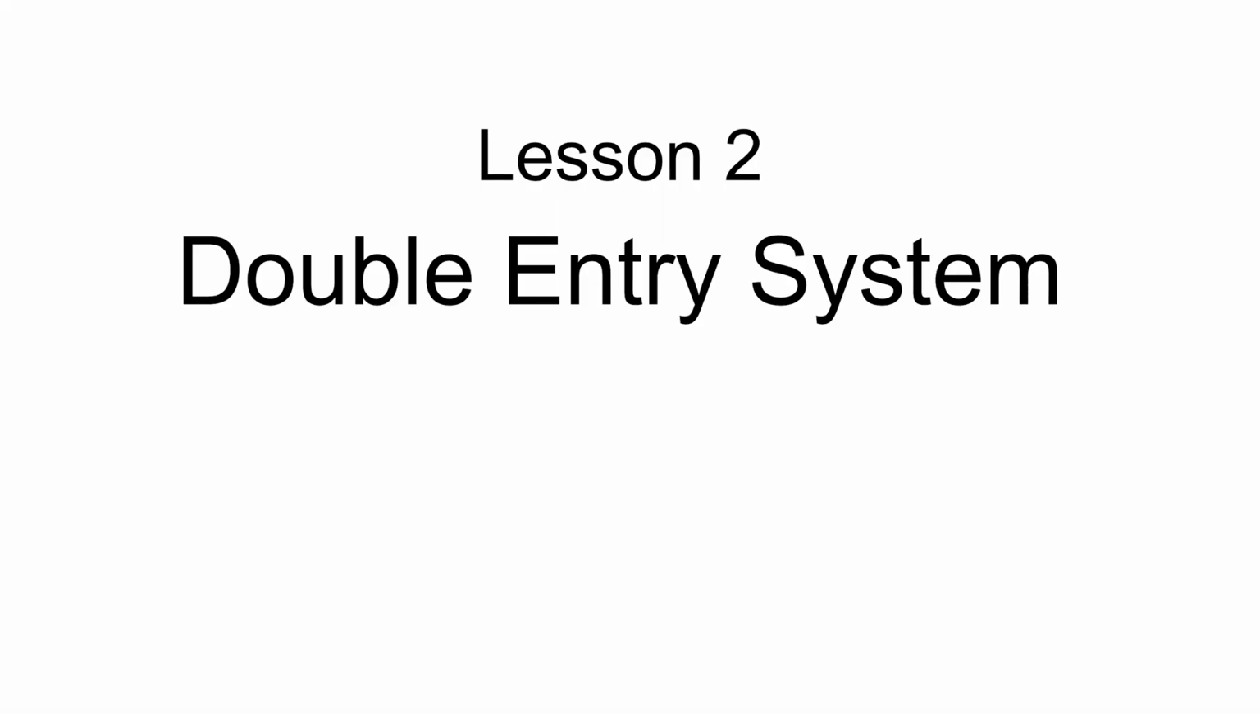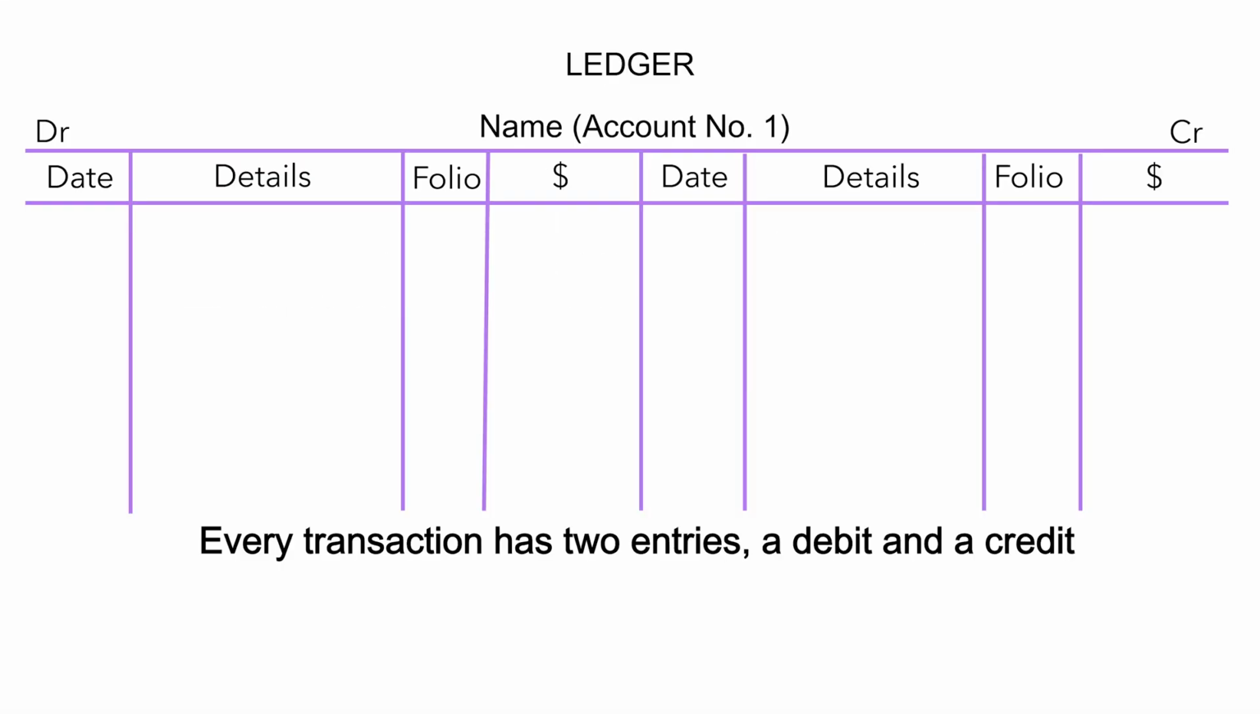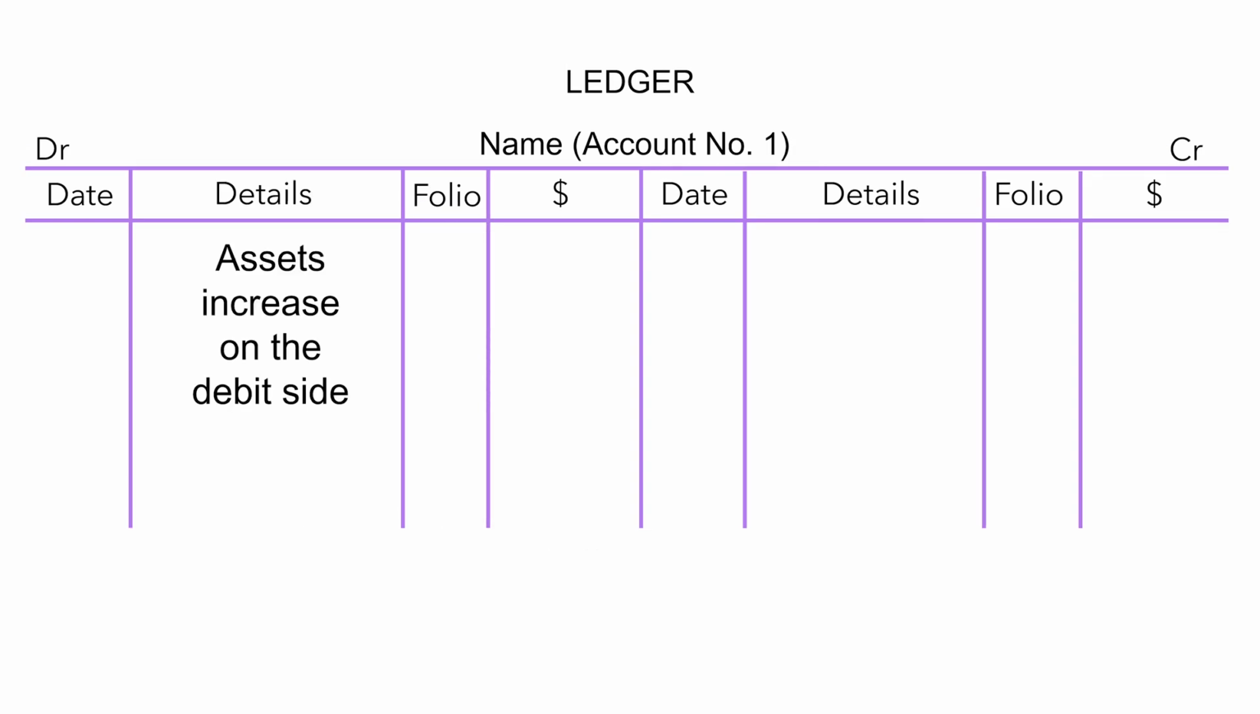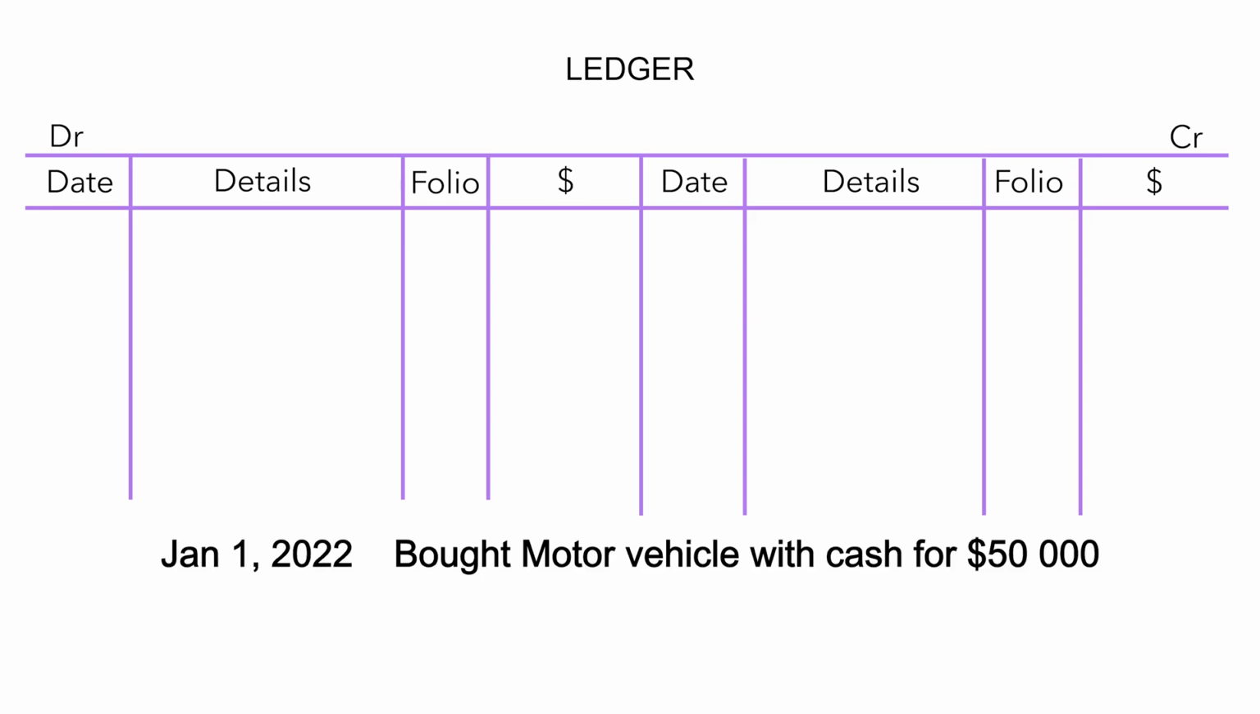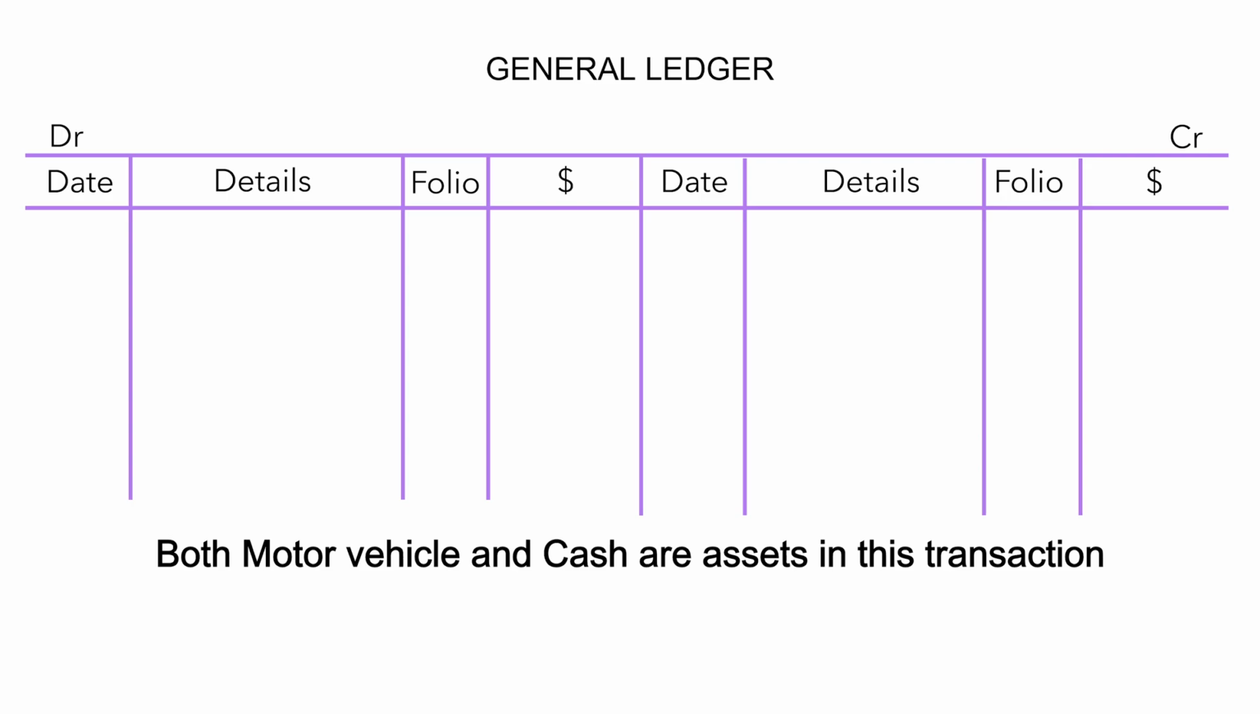Lesson 2. Double Entry System. Every transaction has two entries, a debit and a credit. Assets increase on the debit side. Assets decrease on the credit side. January 1st, 2022, bought motor vehicle with cash for $50,000. Both motor vehicle and cash are assets in this transaction.